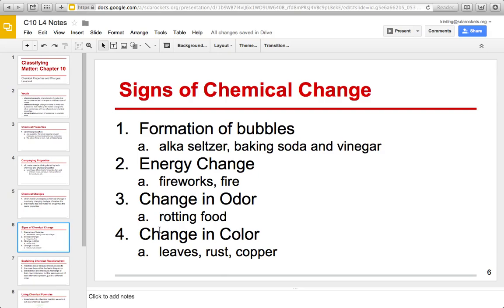And lastly, change in color. Leaves change color. We can see that rust is a really, really prevalent one. It's an easy one to point to. That's actually a change of iron and oxygen into iron oxide. And then copper is the same kind of thing. Like you might see the Statue of Liberty is copper that's essentially being oxidized, which is the copper equivalent of being rusted.